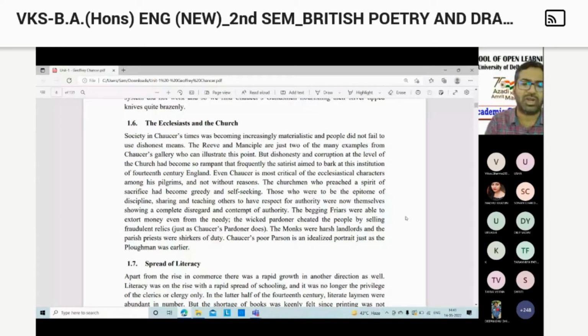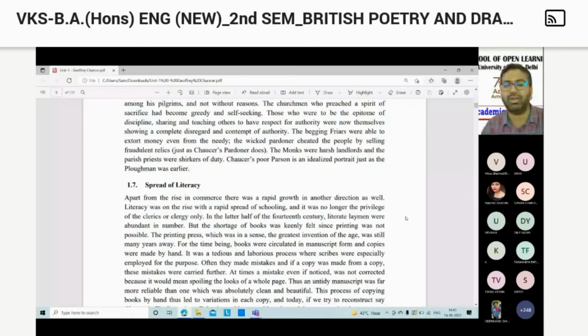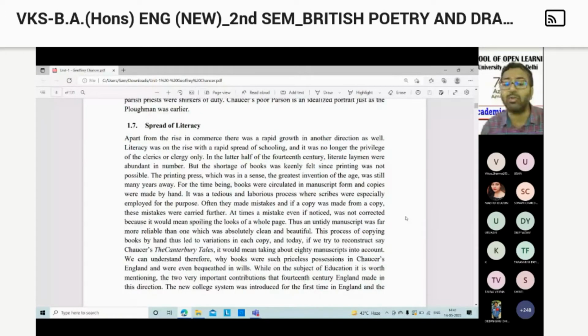Now look at the spread of literacy. During this time, there was some amount of literacy, but it was not very good. There was an increase in schooling. So just read the first 5 lines of this paragraph on the spread of literacy. I'm again giving you 2 minutes, after which I shall resume. So everyone, please read the first 5 lines of the spread of literacy.